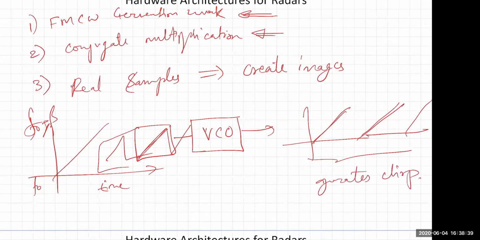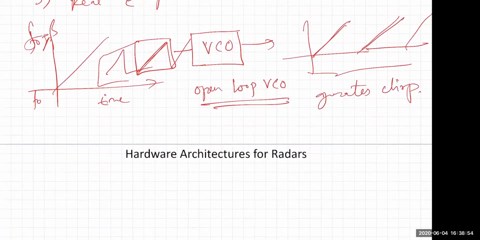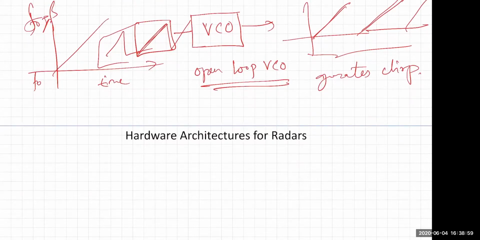Now there is an inadvertent problem, right? What is that problem? What I'm drawing here is something called an open loop voltage controlled oscillator. What is the problem with the open loop voltage controlled oscillator? If you have open loop, it means that there is no frequency stability. What I mean by that is that you apply the same voltages two times to it.